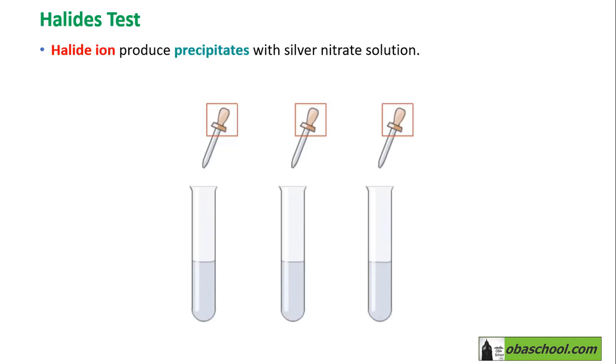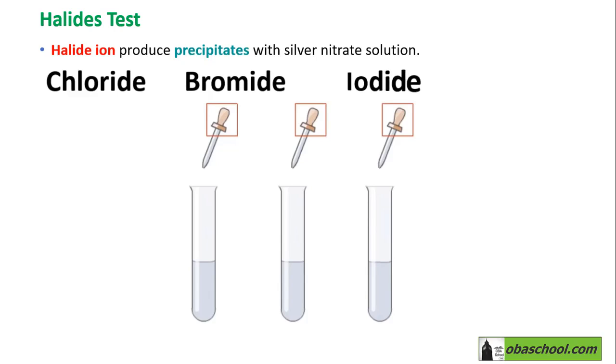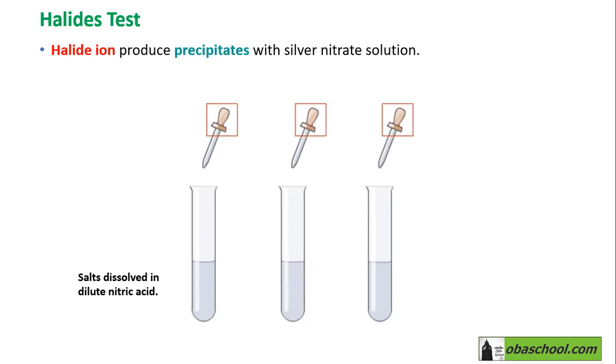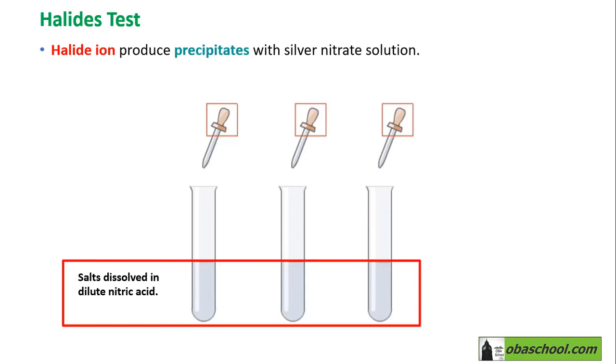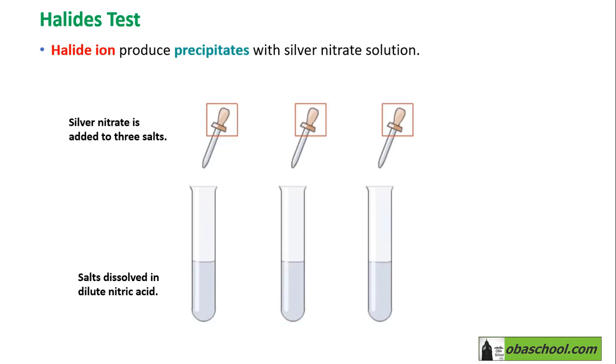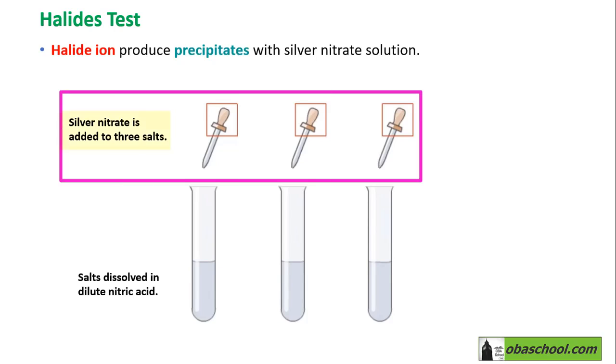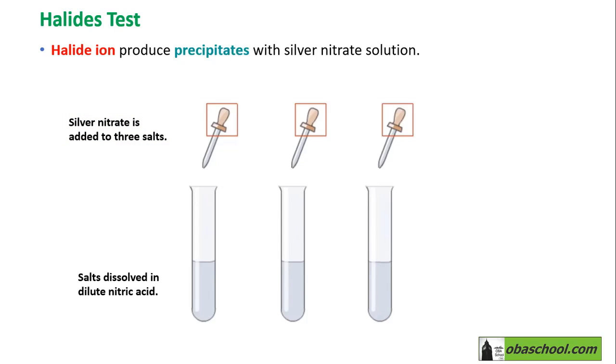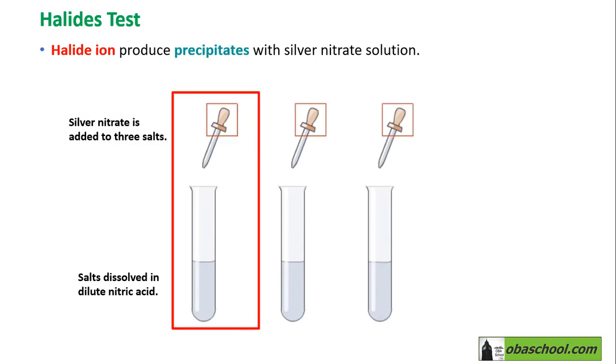In this experiment, we're going to be identifying whether we have a chloride, a bromide, and an iodide, and in which tube. First of all, we added the salt that we are going to identify the ion inside. In the 3 tubes, we added the salts that are dissolved in dilute nitric acid. And we are going to add the silver nitrate solution on top of each tube one by one. Let's start out with the first test tube.